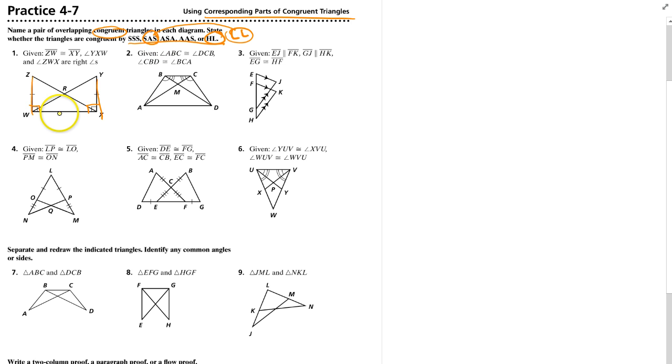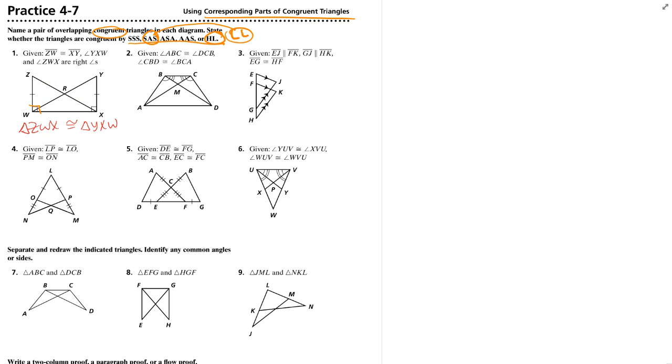So let's see here. First, let me list the names of the triangles. So ZWX would be congruent to YXW. And then, why do I know that those are congruent?